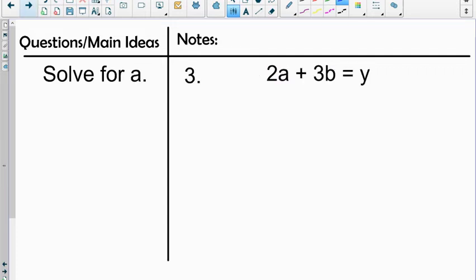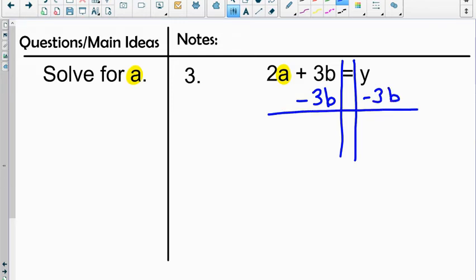Let's look at number 3. It says to solve for A, which means we're trying to get A by itself. So we're going to have to get rid of the 2 that was multiplied by A, and we're going to have to get rid of the 3b. Okay, think of that as one term, the 3b. We can move that all in one step. We're going to start by undoing the addition. We undo addition by subtracting. So that's going to reverse the impact of adding 3b if I subtract 3b from both sides.